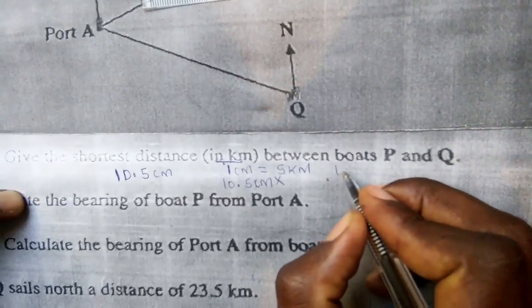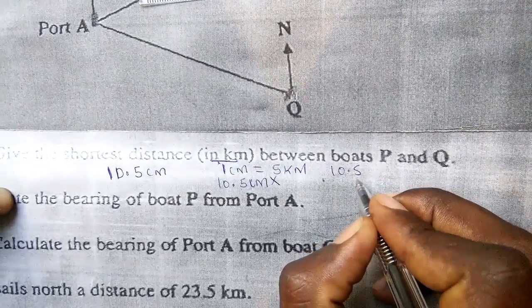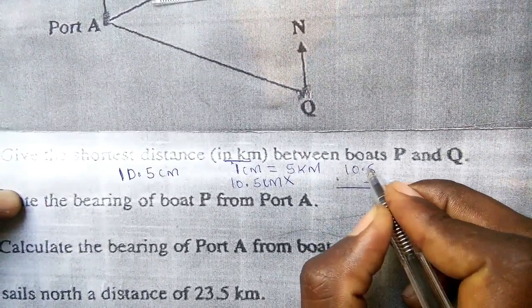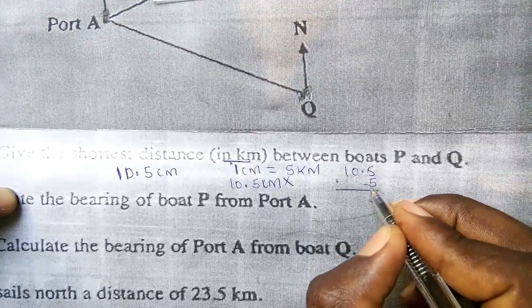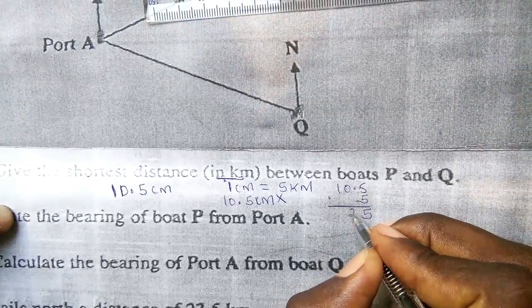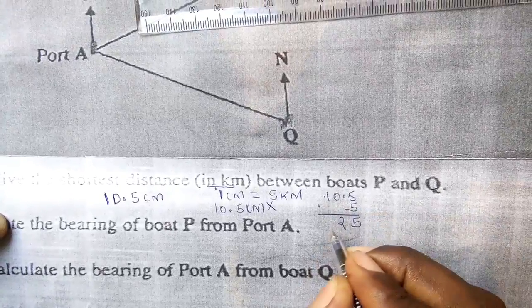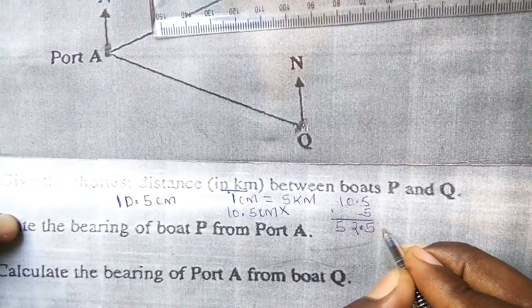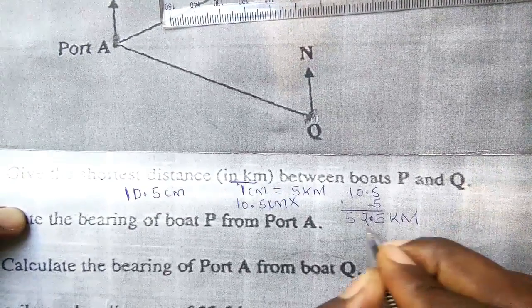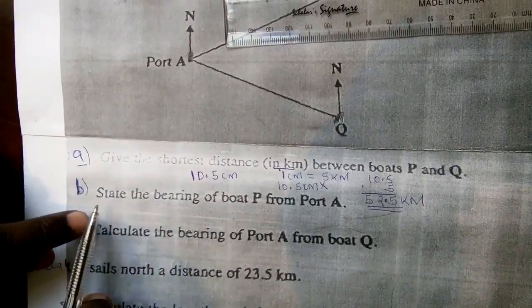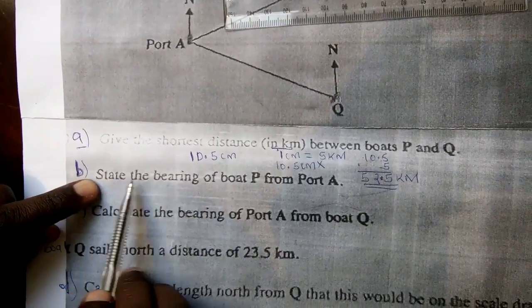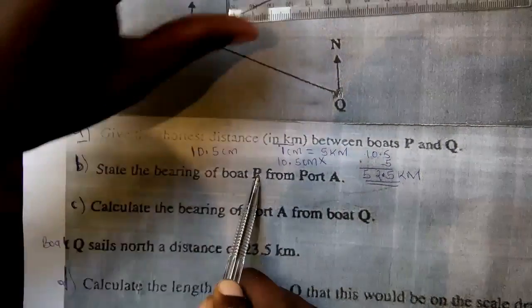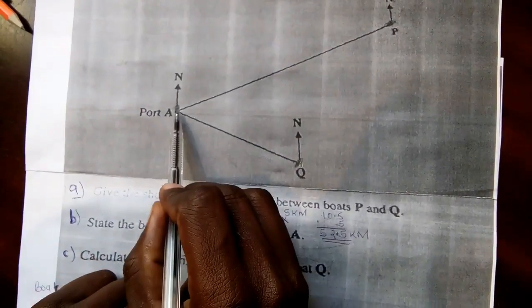So this is 10.5 times 5. This is 25, 5 carry 2. This times this is 0, you write 2. This times this is 5. So this is 52.5 kilometers. That is the answer.